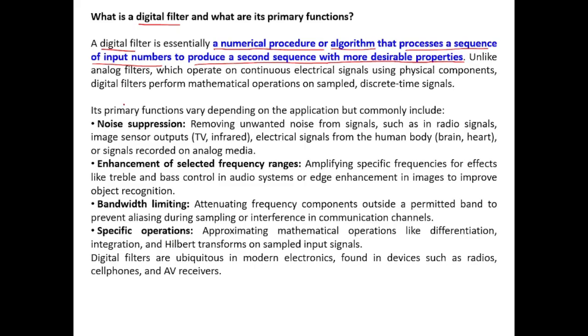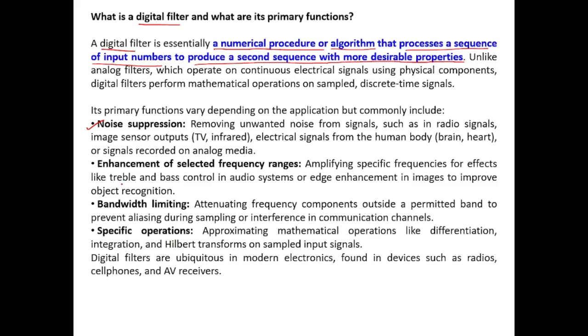The primary functions include noise suppression. If there are any noises, for example in the ECG signal, if we have power line interference, in India we have 50 hertz and in the US we have 60 hertz power line. So if the ECG signals are being corrupted with this power line interference, then we can design a noise filter to suppress the power line interference.